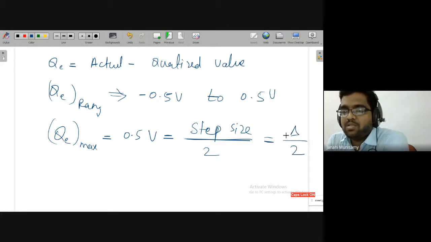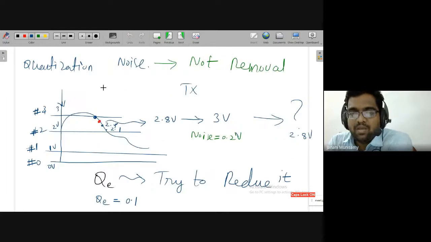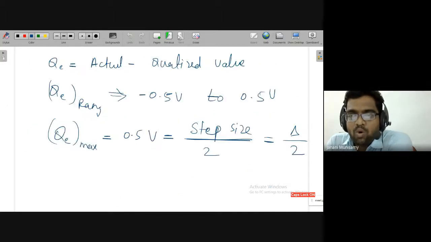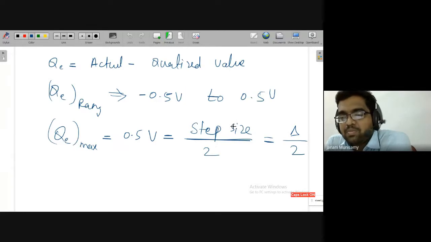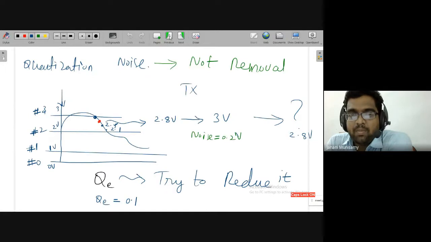Why step size? Del. What is step size? Step size means the difference between the levels. Now, what is the difference between the levels? That is 1 volt. So the maximum quantization error is step size divided by 2. Del divided by 2 is the maximum quantization error.